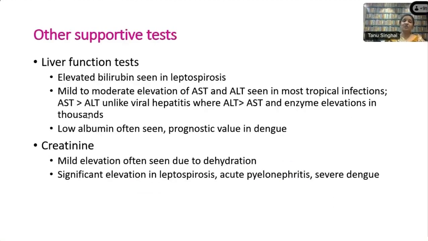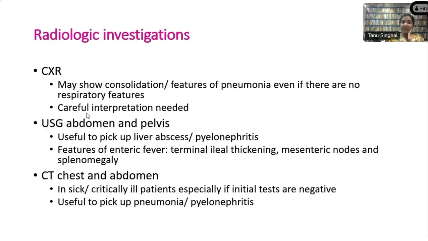Some of the other tests which we do in these patients include a liver function test, because you get mild elevation of AST, ALT in all tropical infections. But unlike acute viral hepatitis, your AST is more than the ALT. Creatinine also you do in most of these patients. Mild creatinine elevation can be seen in any fever due to dehydration, but if the creatinine is markedly elevated, then you start thinking in terms of leptospirosis, acute pyelonephritis, or severe dengue.